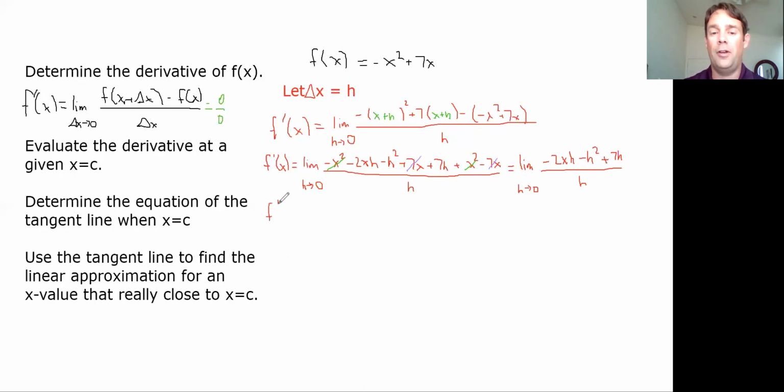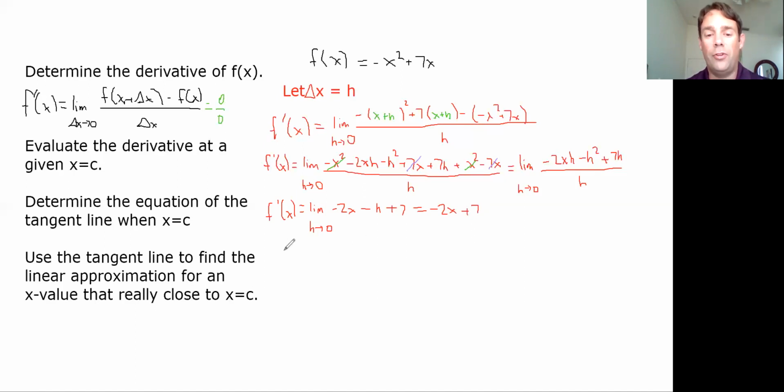So f prime of x is going to be equal to the limit as h approaches 0, and I get negative 2x, h's cancel out, so minus h plus 7. And when I plug my 0 in there, I end up with negative 2x plus 7.